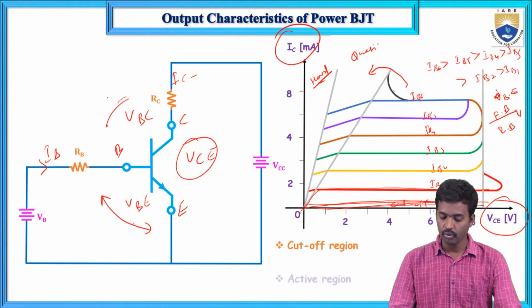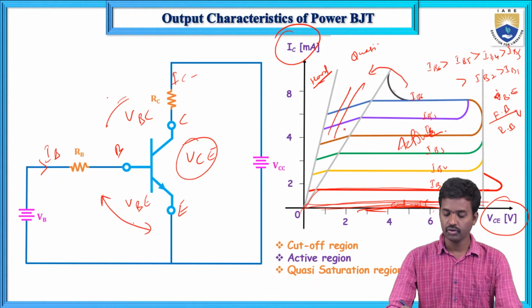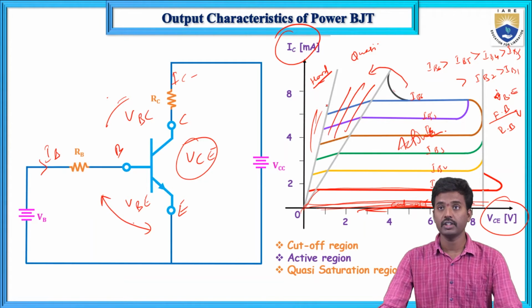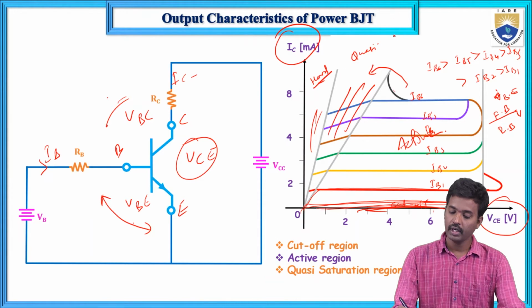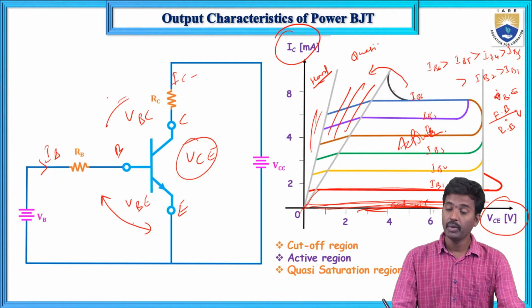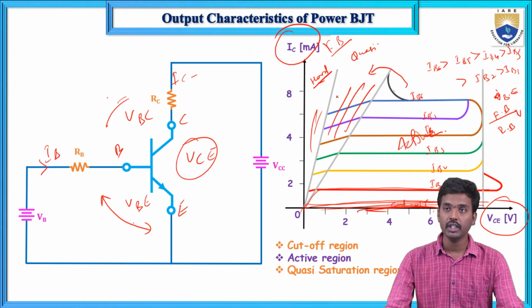So the first one is the cutoff region, this one is the active region, next is the quasi saturation region, and this one is the hard saturation region. In the quasi saturation and hard saturation modes, the base emitter junction and the collector base junction are both in forward bias only. So in these two conditions, the power BJT is turned on. It is in the on condition.